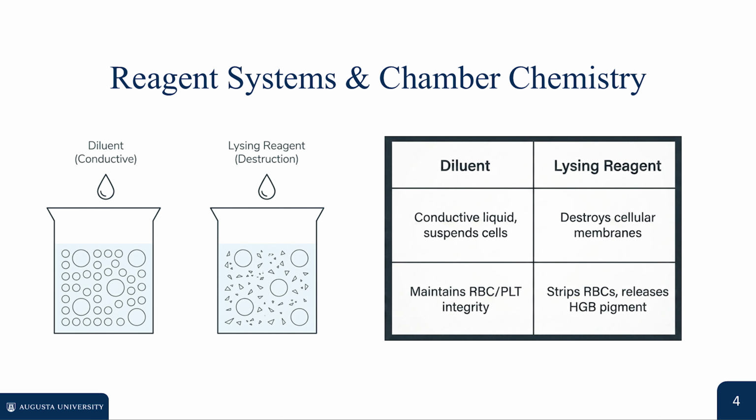Two foundational reagent systems drive automated hematology cell counting analyzers: the conductive isotonic diluent and the lytic reagent. The diluent matches physiologic osmolarity and pH, preventing red cell swelling or crenation, while providing the high electrolytic ion content required to conduct electrical current across a sensing aperture.